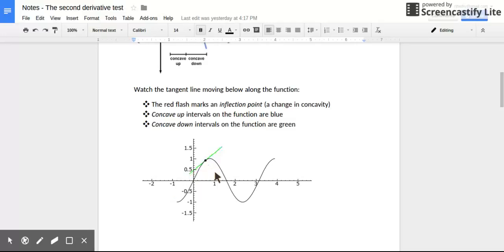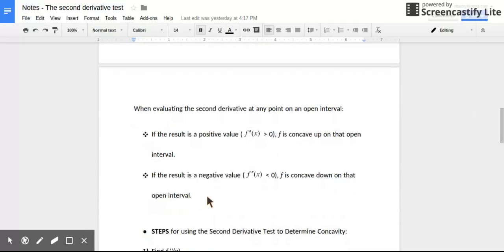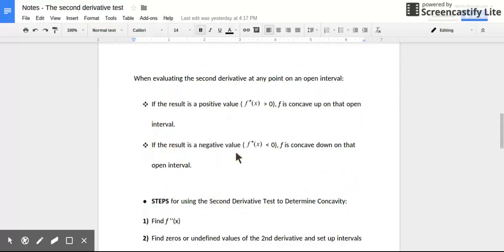And so essentially that's what we're doing today using our second derivative test, is finding those intervals where we're concave up or down and those points where we may have an inflection point or a change in concavity. So as we evaluate our second derivative using the second derivative test, we're going to either establish positive values on an interval or negative values on an interval. If we get a positive second derivative value, we know that our graph is concave up on that interval. And if we get a negative second derivative value, then we know that our graph is concave down on that interval.